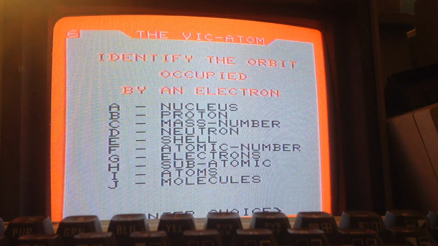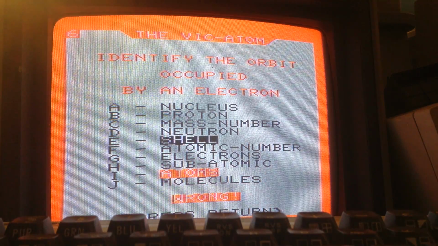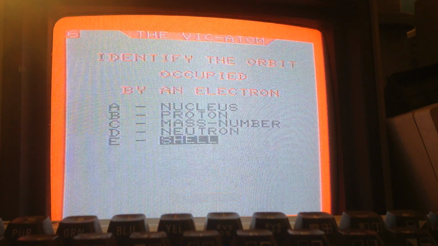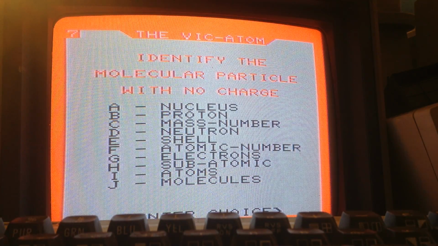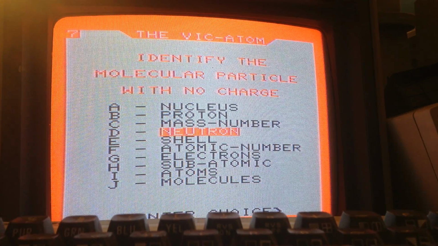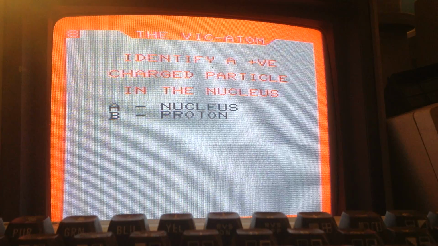Identify the orbit occupied by an electron. Oh, I'm just going to say I. Oh, shell. It's been a while since I have studied this. Identify the molecular particle with no charge. I'm going to say neutron. Ooh, we're doing better. Haven't heard that sound for a while.